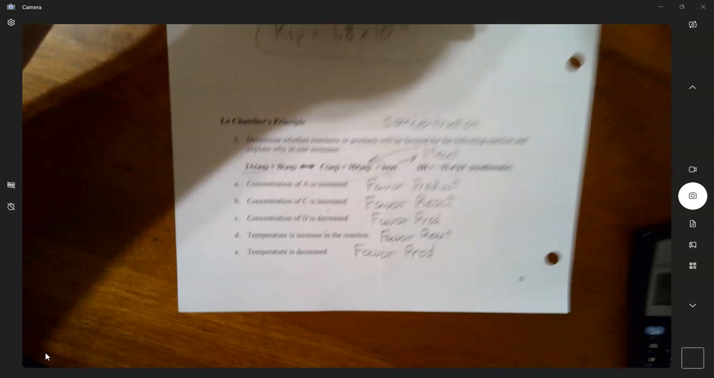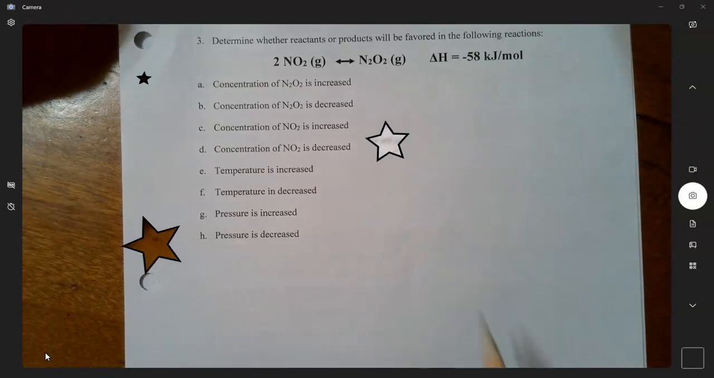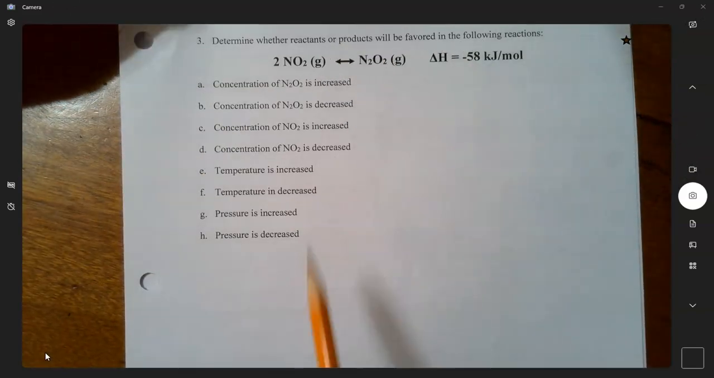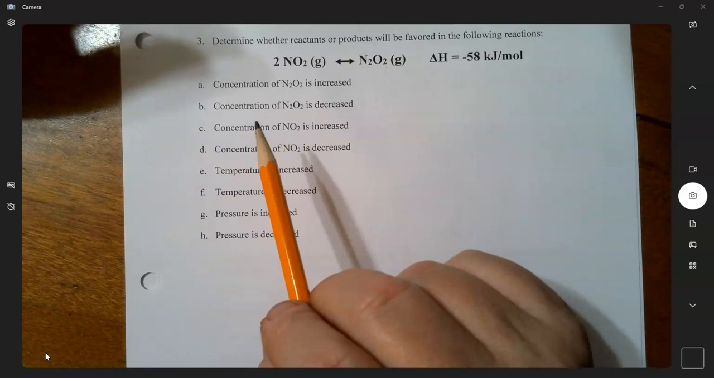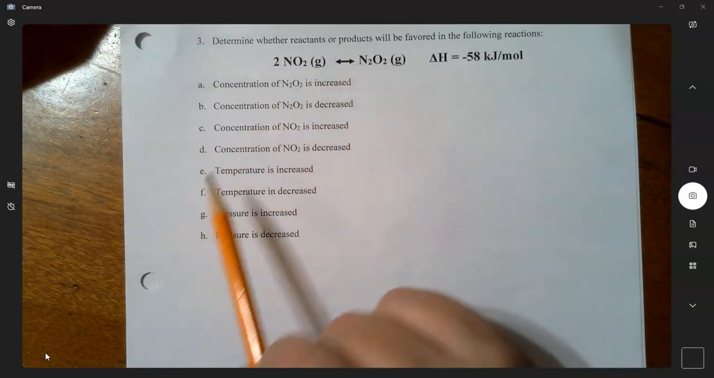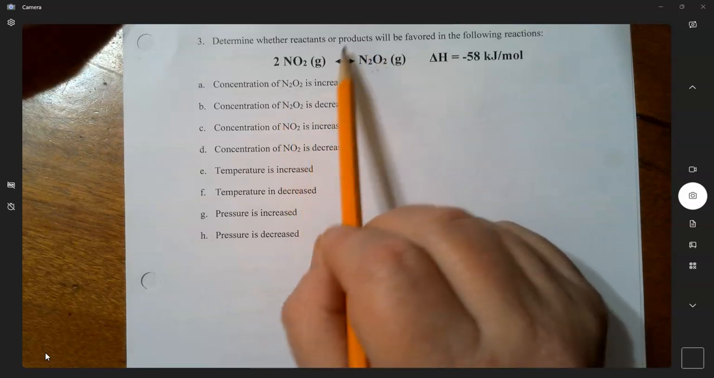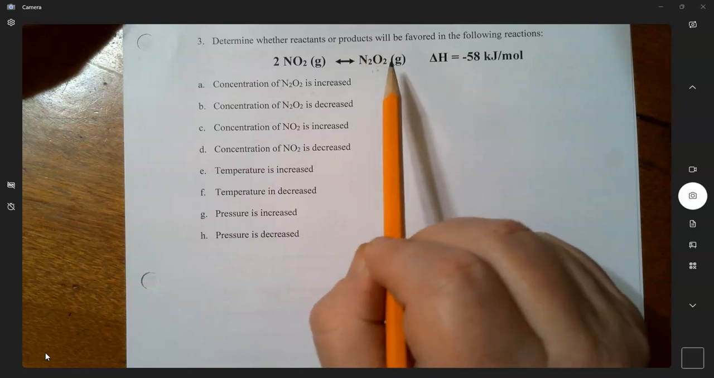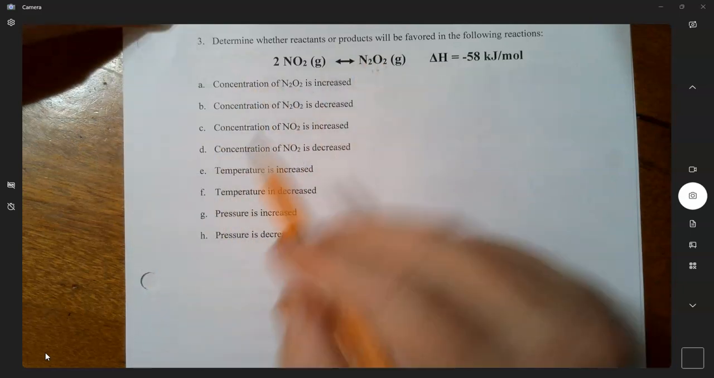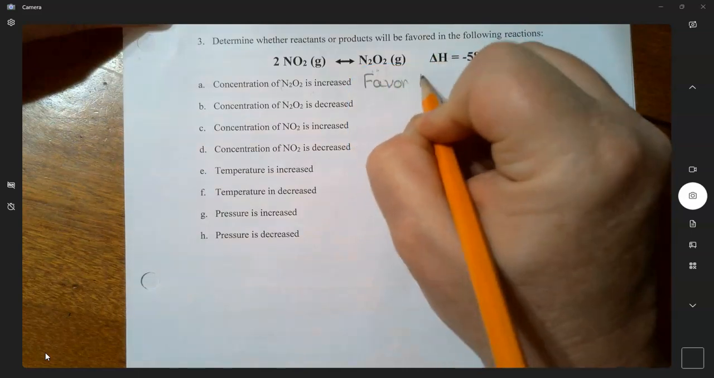Okay, so here's an actual reaction. Now this is a gas. These are gases. It's also exothermic. So the same thing can apply for concentrations even though it's gases. So the concentration of N2O2 is increased. So this side becomes more crowded. So everybody wants to move over to the left. So that's going to favor reactants.